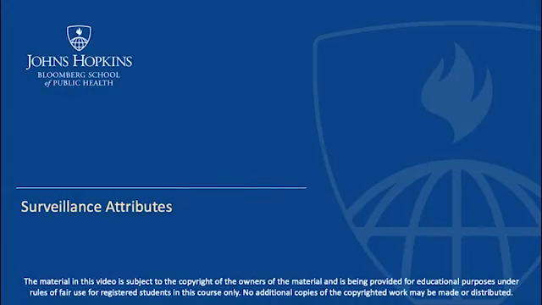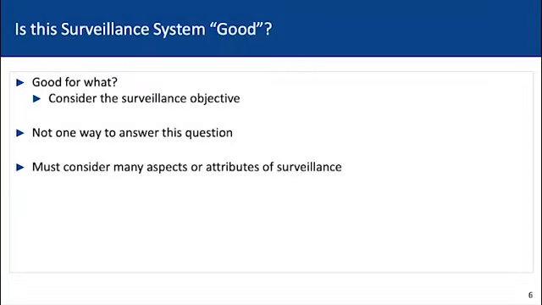Now let's think about attributes of surveillance systems. You may wonder if a surveillance system is good or not. And really, the question is not whether or not it's good, but is it good for what? No surveillance system is perfect, and we have to consider the surveillance objective to know whether or not a surveillance system is useful. So there's not only one way to answer the question about whether or not a surveillance system is good, but it's useful to consider the various aspects or attributes of a surveillance system to determine how well it functions.